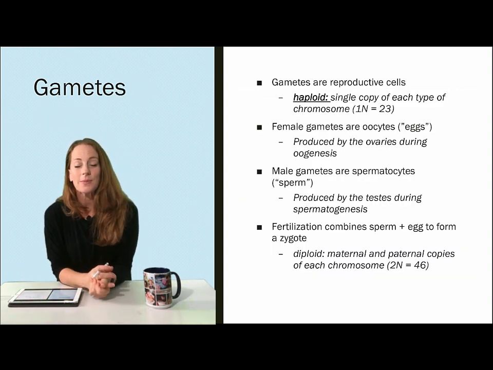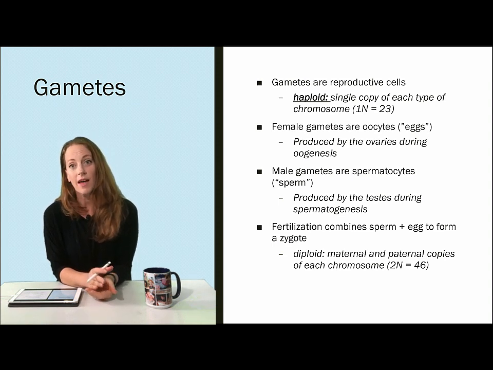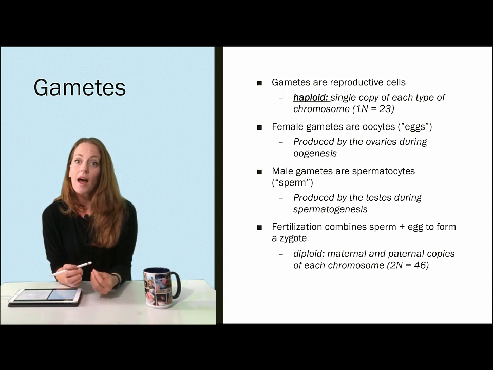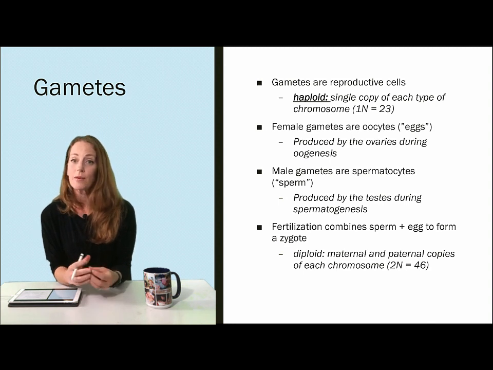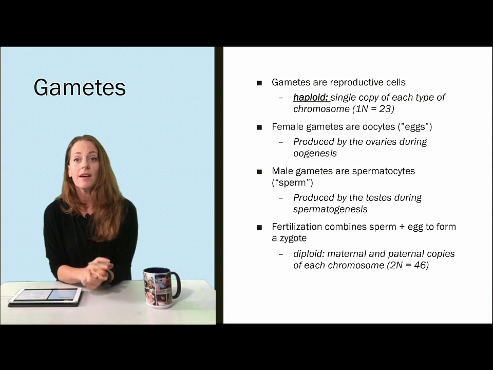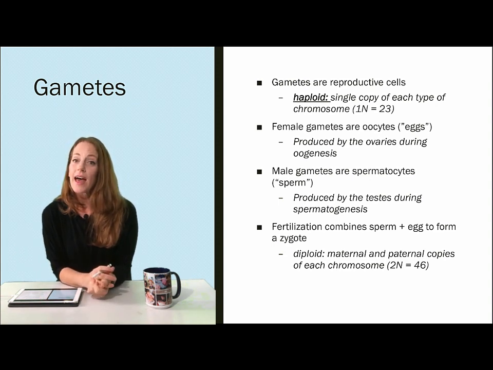So you'll notice I use the word gametes. Gametes are reproductive cells that are produced through the process of meiosis. It's important to note here that for the human life cycle, gametes each have a single copy of each type of chromosome. That's called haploid, or half the number of chromosomes that are in the adult of the animal. So that is 1N, or 23 chromosomes in each haploid gamete.